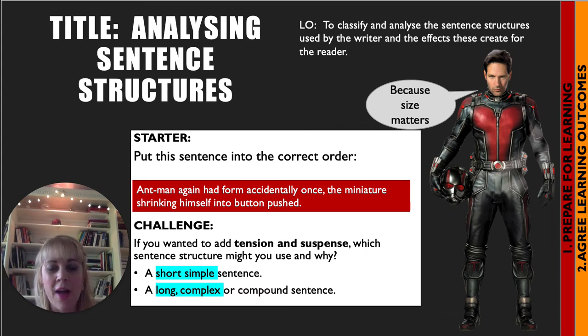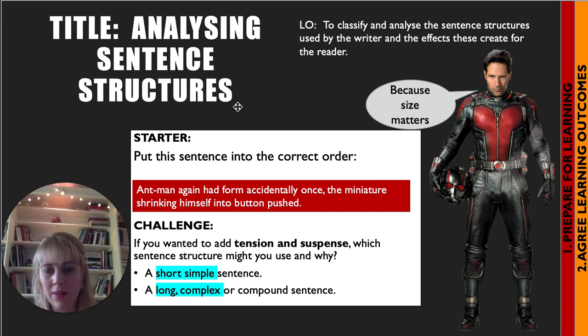So the objective for this lesson will be to classify and analyse the sentence structures used by the writer. Obviously, when I say the writer, I'm referring to Robert Galbraith, the author of Lethal White. And we're looking at the effects that these create for the reader today. As you can see, I've put Ant-Man on the PowerPoint here as a bit of a reminder that size and structure of sentences is going to be what we are analysing.